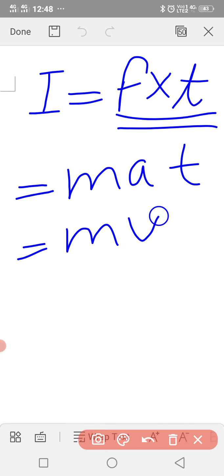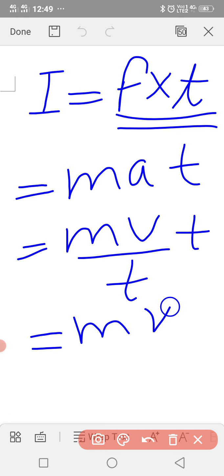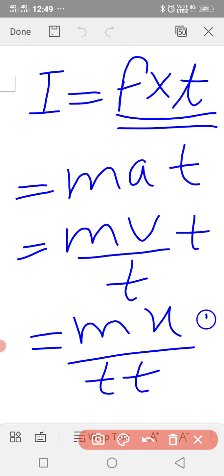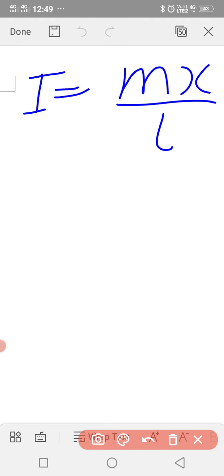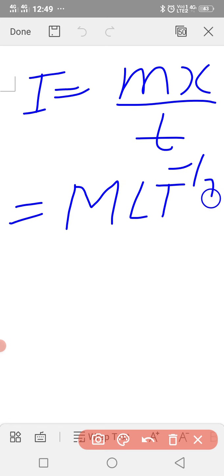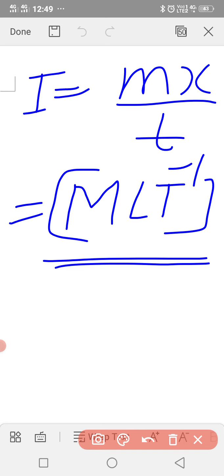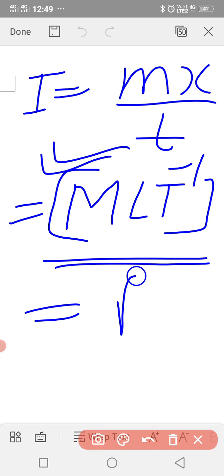Acceleration we need to change, velocity upon time, T. Velocity we need to change, X upon time, so it is T. One T will cancel out with one T, so it is MX upon T. So you can write I is equal to MX, meaning distance upon time, so we can write it MLT minus 1. So can you tell me now that the impulse dimensional formula is equal to which dimensional formula? Yes, this dimensional formula is equal to the linear momentum dimensional formula.